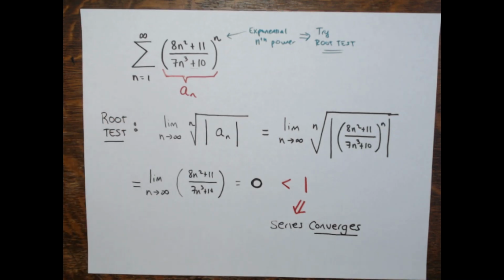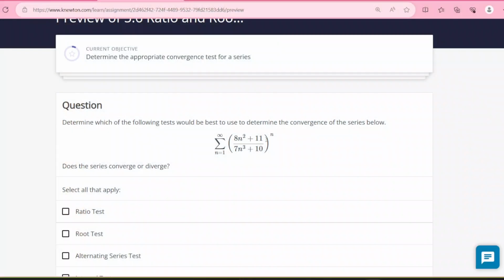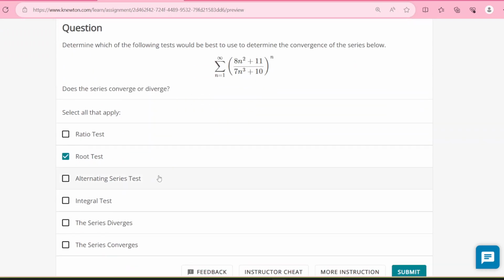All right, so back here, the assignment, and I see every term is raised to this power involving n. I'm going to say the root test would be the best test. Now you can apply the ratio test if you want, it just wouldn't be as pretty, I'll promise you that.